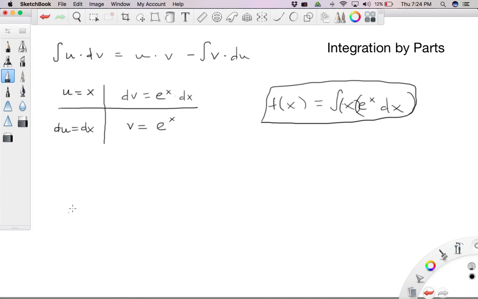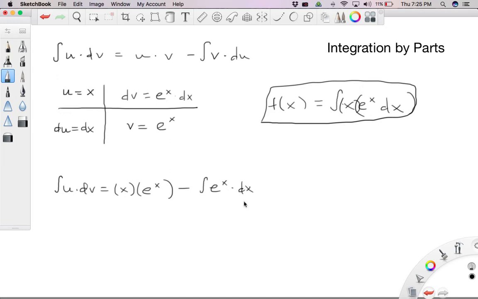Okay, so if we apply this formula, the integral of u times dv, which would actually be x times e to the x dx, which is what we have over here in the box on the right, is going to be equal to u times v minus the integral of v times du.